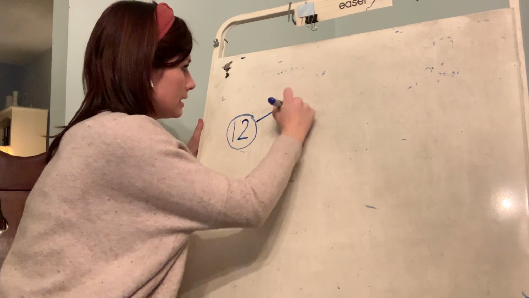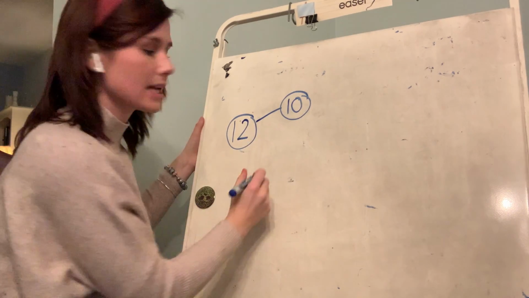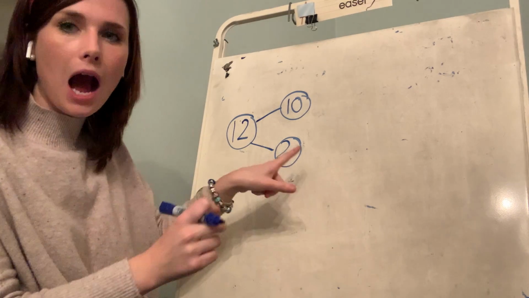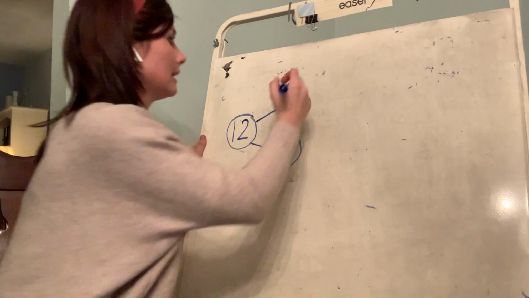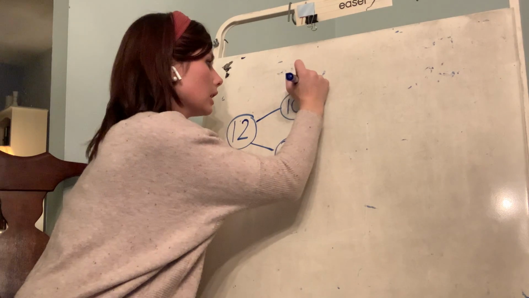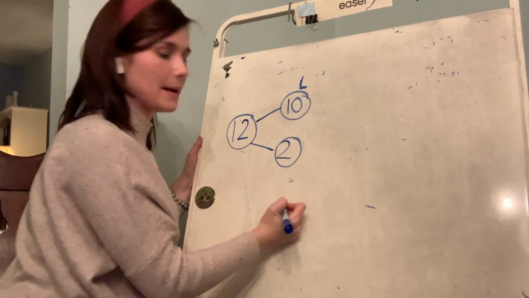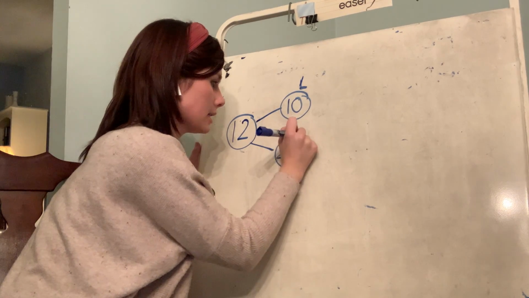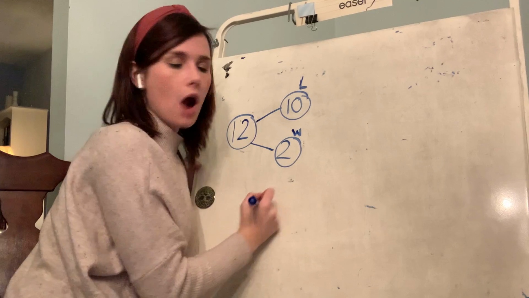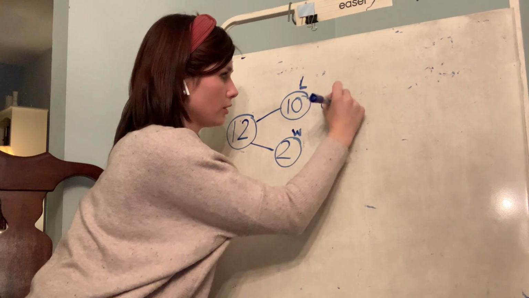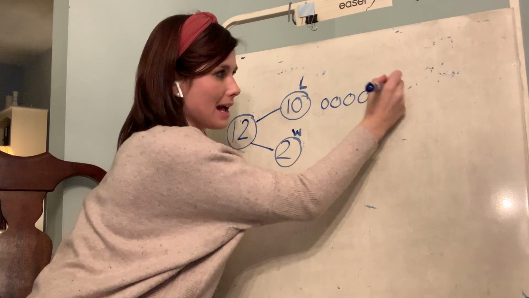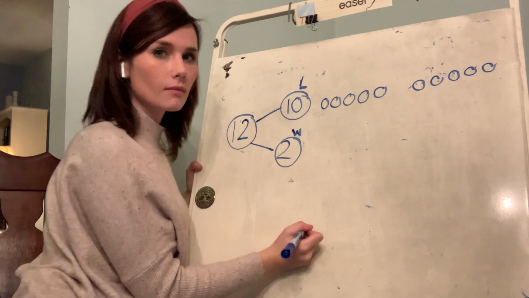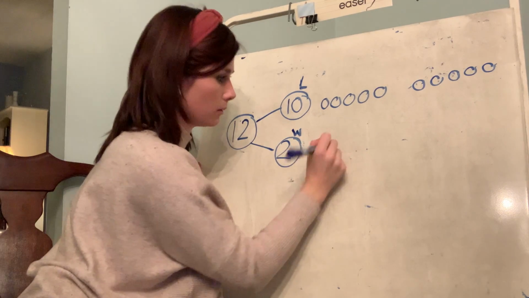12 is our whole. 10 was a part, and 2 was a part. And 10 were on a lily pad. Lily, L, right? We'll label that L for lily pad. And 2 were in the water. So we'll label it W for water. All right, let's draw our 10. 1, 2, 3, 4, 5, 6, 7, 8, 9, 10. And our 2. 1, 2.